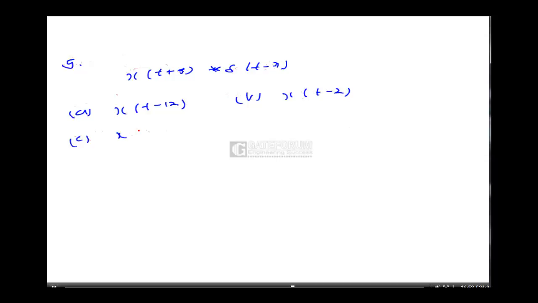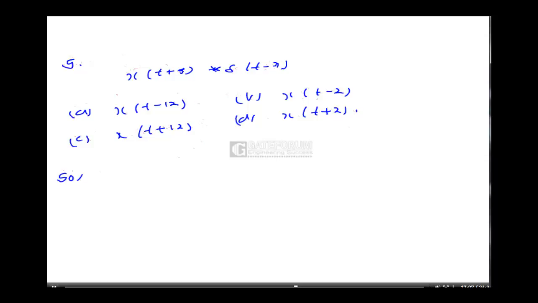Again, one more problem. The convolution of x(t plus 5) with delta(t minus 7). This delta is the impulse function. Four options are given: a, x(t minus 12); b, x(t minus 2); c, x(t plus 12); and d is x(t plus 2). Out of this we have to find what will be the value of the convolution of this.